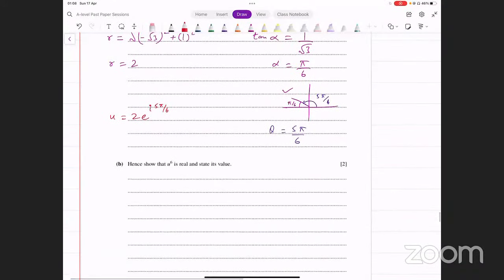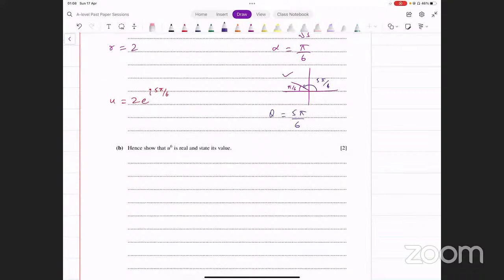Now it says, hence show that u raised to power 6 is real and state its value. U raised to power 6 find कर लें. 2e raised to power iota 5 pi over 6. इसकी whole power क्या कर दें? 6 कर दें. 2 की power भी 6 होगी. ठीक है. और e power क्या हो गया? iota 5 pi. ठीक है. 2 power 6 होगी और इसकी power में इसको 6 से multiply किया तो iota 5 pi हो गया. Now this is what we are getting.